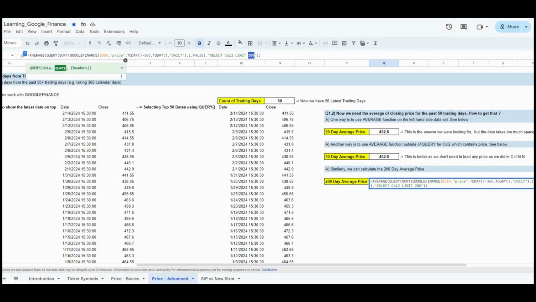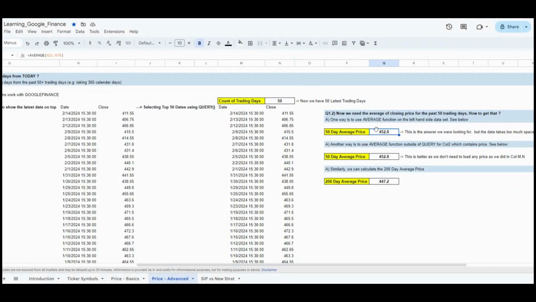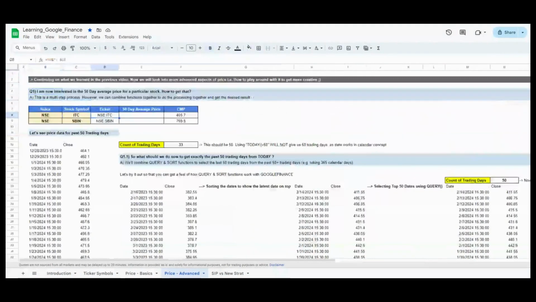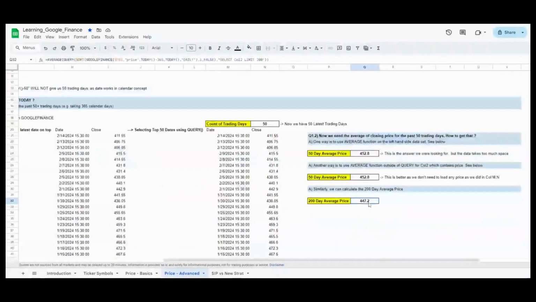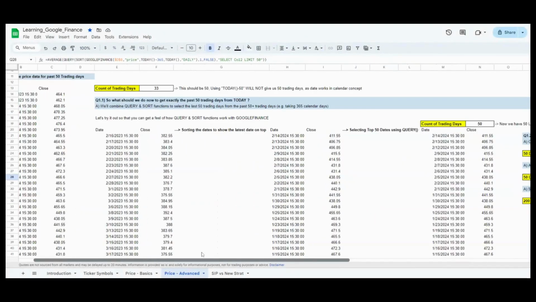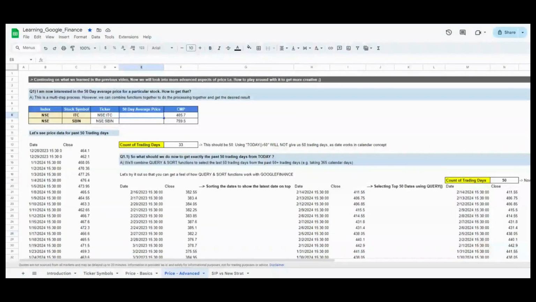Now, for the script that we are talking about, the script we have is ITC, right? The 50-day average price is 452 and the 200-day average price is 447. And if I just copy this formula that I have here, place it here for the 50-day average, right? So D8 is this, and I change it here, right? And now if I copy and paste this formula at the bottom, and change the D8 to D9, automatically I'll get the 50-day average price for SBI.